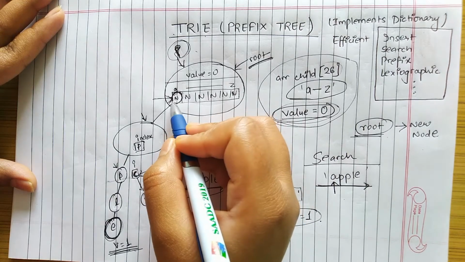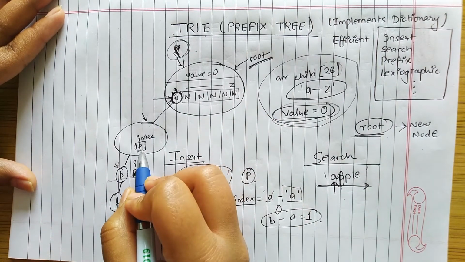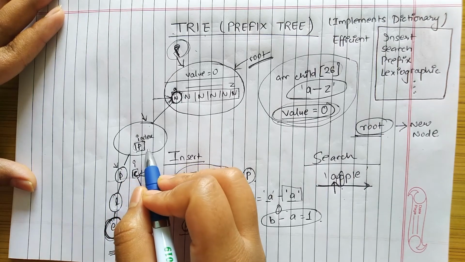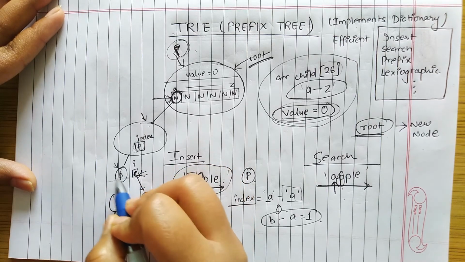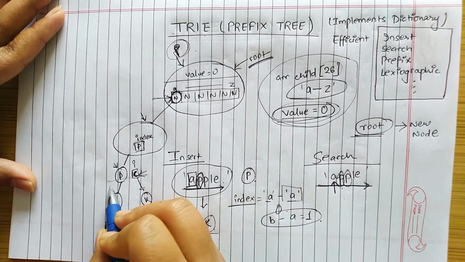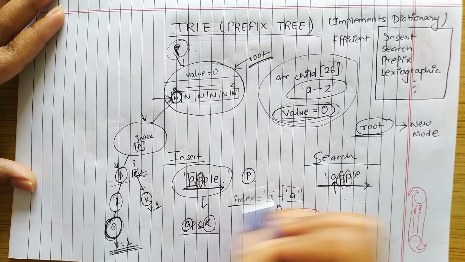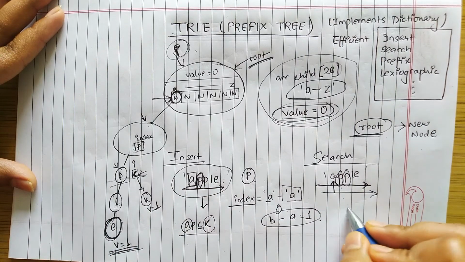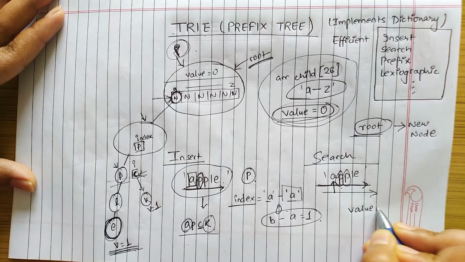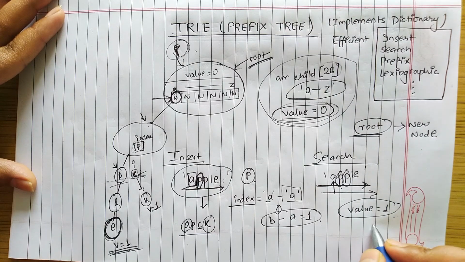Then it will point to the next of A and come to P. It will see that P is also present at its position, so that is also correct, and it will go to the next one and check the next. If it is present, that means we are going good, and then it will go to L and E. After coming out of the loop, it will check if value is 1 or not. If value is not 1, then it will return false, otherwise it will return true.